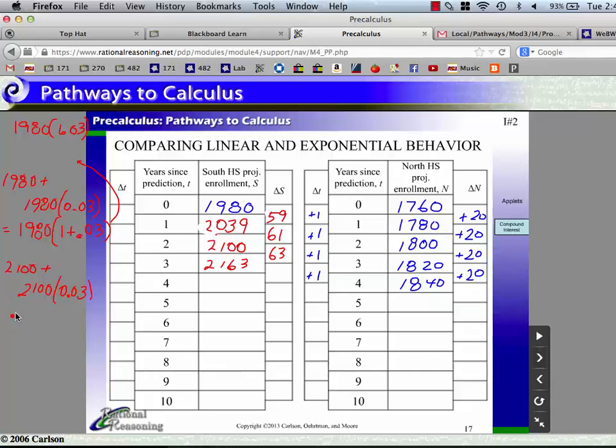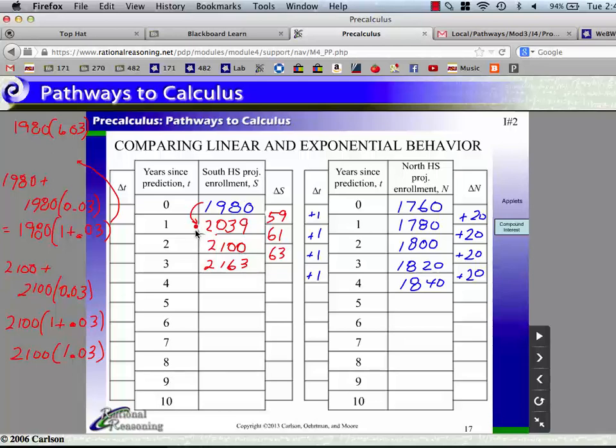Let's do it for this one. So I'm going to factor out 2100. Factor out 2100, what do we get? 1 plus 0.03. It's the same thing, which equals 2100 times 1.03. So how do we get the next year?